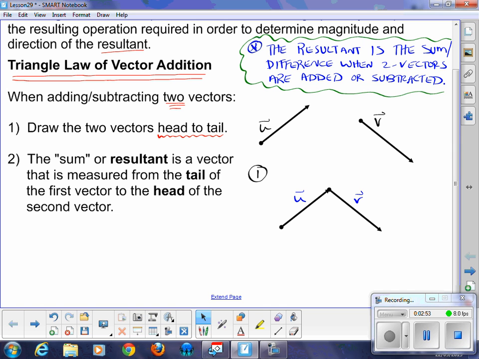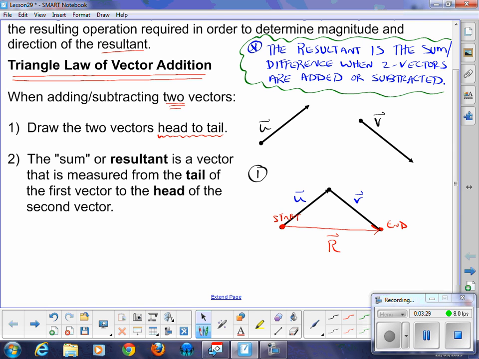So there's step one. Step two: the sum or the resultant is a vector that's measured from the tail of the first vector, so your starting location. It's like a map. This is where I started, so that's my start, S for start, at the tail of the first vector. And I'm going to end at the head of the other vector. We'll go E for end. So this is my resultant, and for the resultant we use an R. So we have our start and our end.